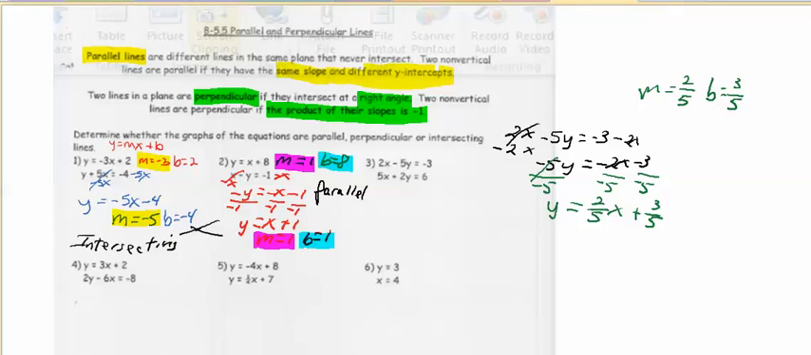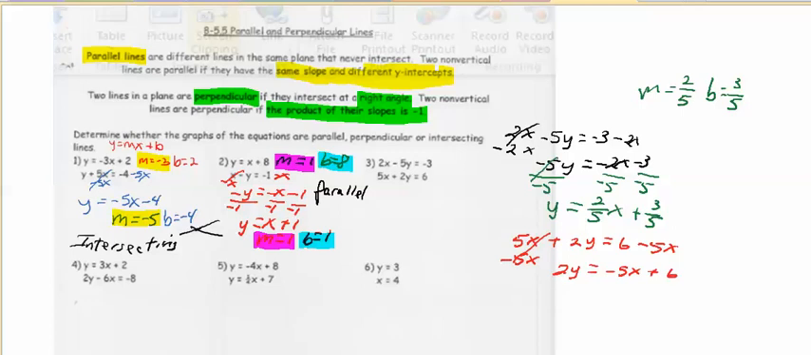Now the second line, I'm going to go ahead and use red. I have 5x plus 2y is equal to 6. It's not in slope-intercept form, so I need to do a little bit of work to get it there. I'm going to subtract 5x from both sides. I have 2y. I like to bring my x in front, so it's negative 5x plus 6, because that's a positive 6.